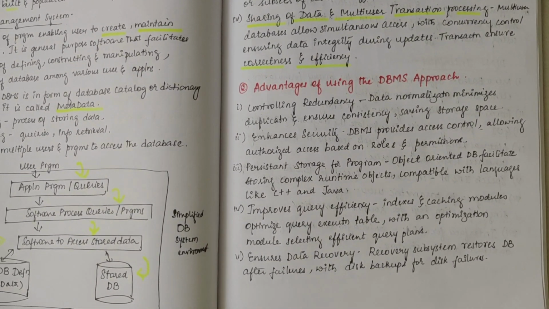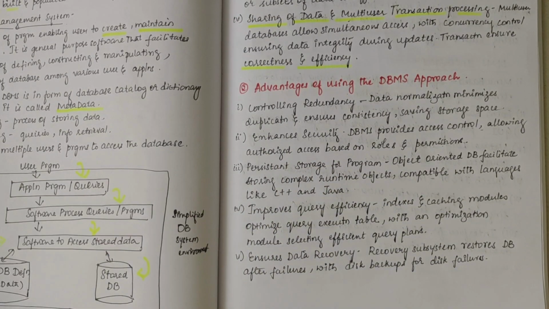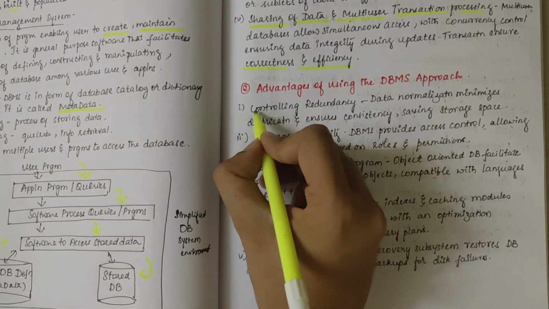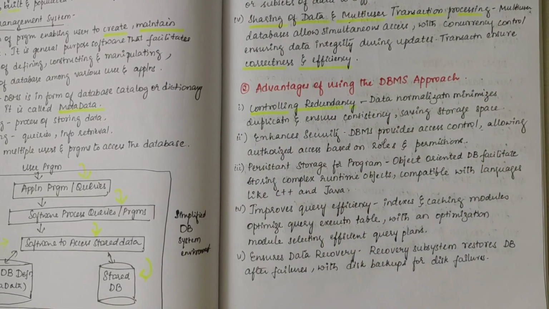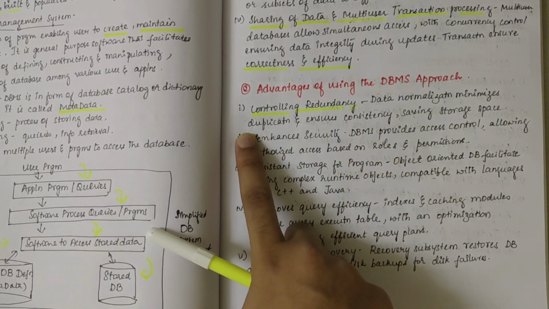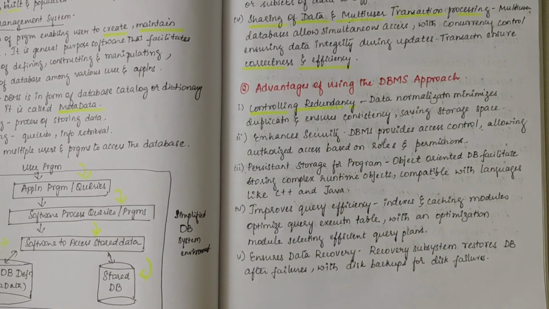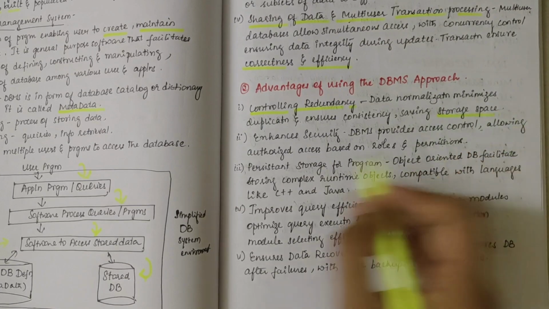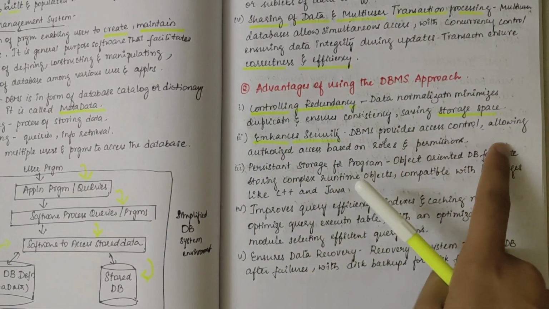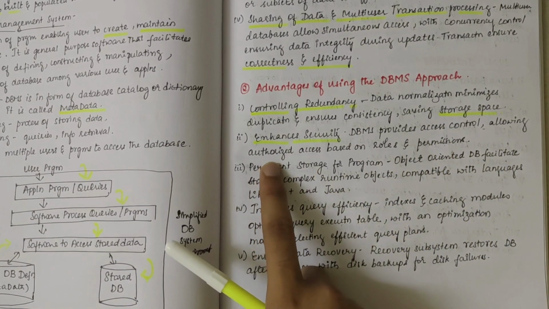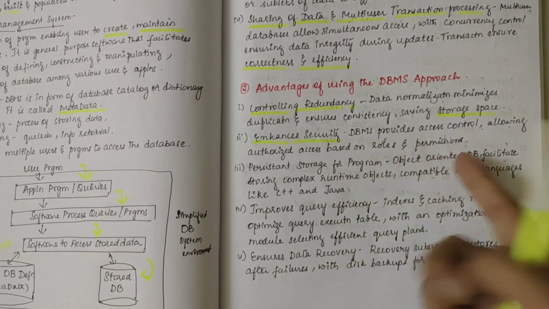Now we'll look into the advantages of database over the old traditional file systems. First, it controls redundancy. By the normalization method, we can minimize duplicate tables and ensure that consistency is maintained along with saving storage space. Second, it enhances security. It provides access control, allowing only authorized users on the basis of their roles and permissions.